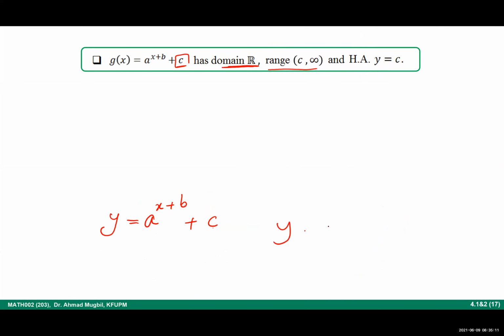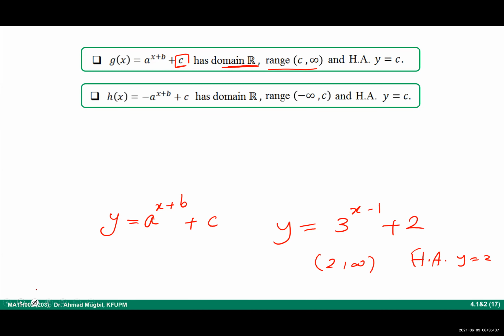So if I ask you this question, for example, let me ask you this: y equals 3 to the power x minus 1, plus 2. You can now find the domain, the range, and the horizontal asymptote. The domain is all the real numbers. And of course, the range is what? The range is from c to infinity, and c in this case is 2. And the horizontal asymptote is y equals 2. So easy.